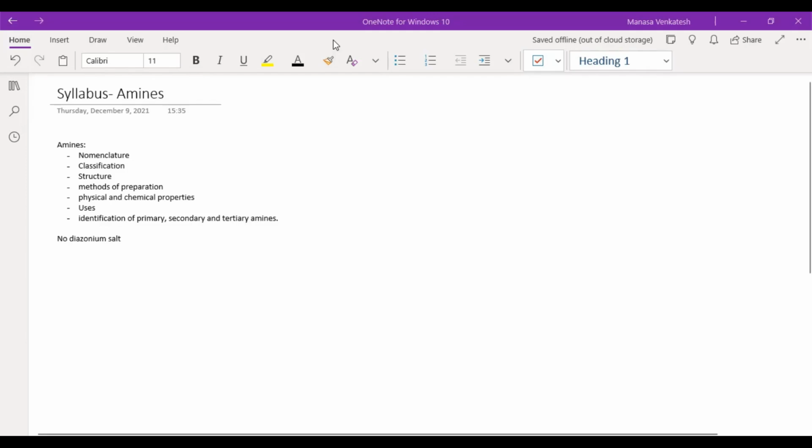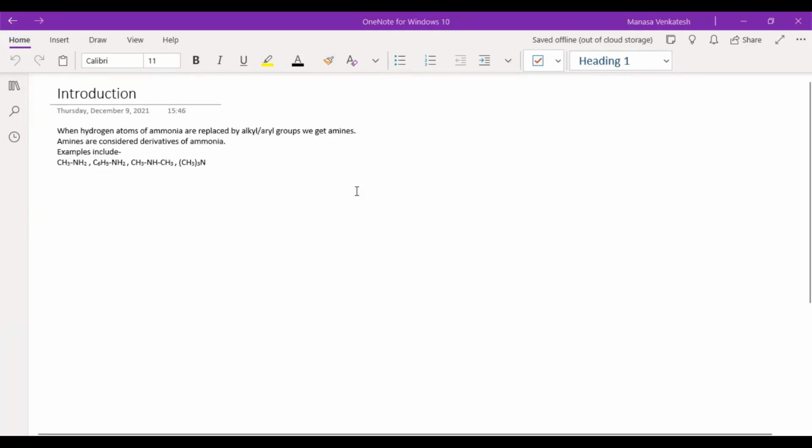So let's begin. Ammonia's formula is NH3. When the hydrogen atom of NH3 is getting replaced by an alkyl or an aryl group, we get amines. So generally, amines are considered derivatives of ammonia. Here you have a few examples. Here you have a methyl group which has replaced a hydrogen atom in the ammonia. Here you have a benzene ring, which has replaced a hydrogen atom. Here you have two methyl groups, and here you have three methyl groups. So amines are generally considered as the derivatives of ammonia.